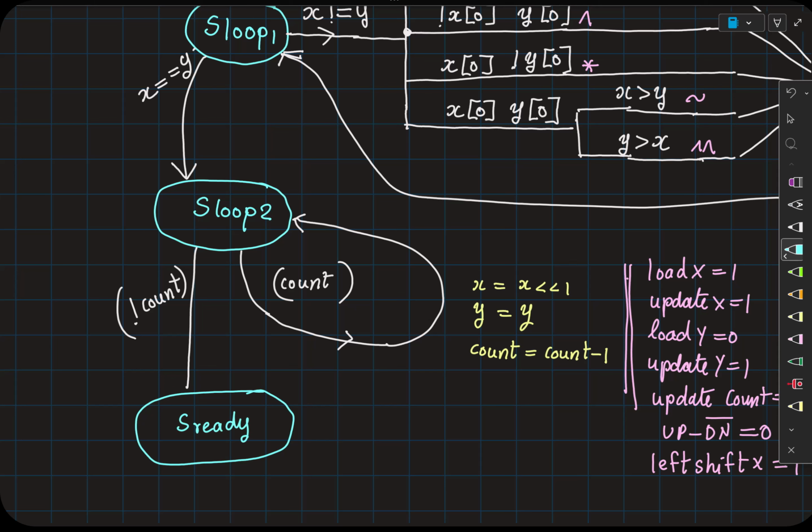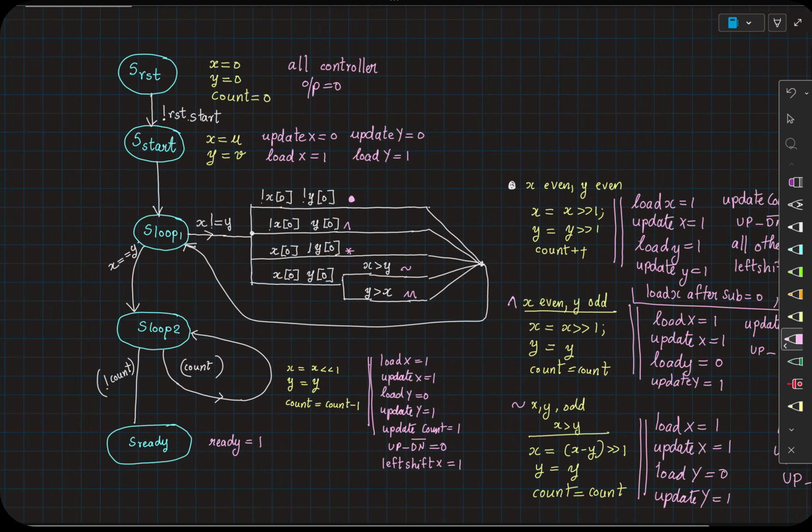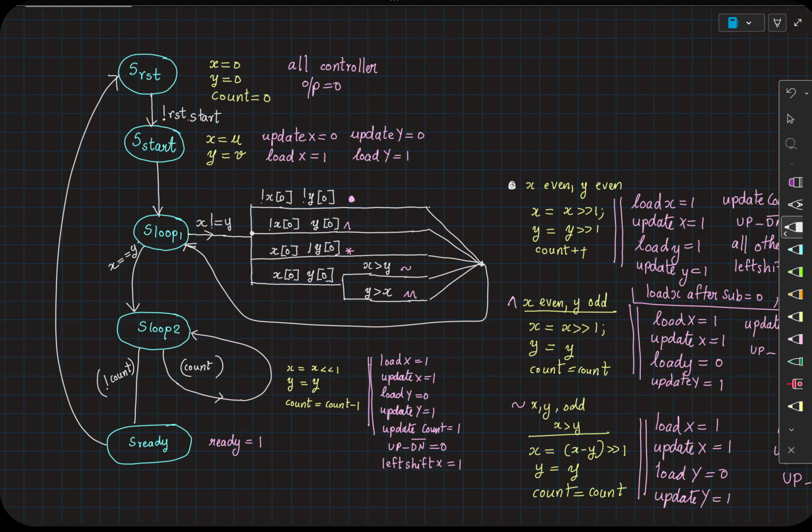What needs to happen here? Ready should be 1. So ready is anyways an output. You keep your ready to be equal to 1, right? And you can wait in this state till an external controller resets you. So maybe when you get a reset, you move back to S reset, and then you can start the whole operation all over again.